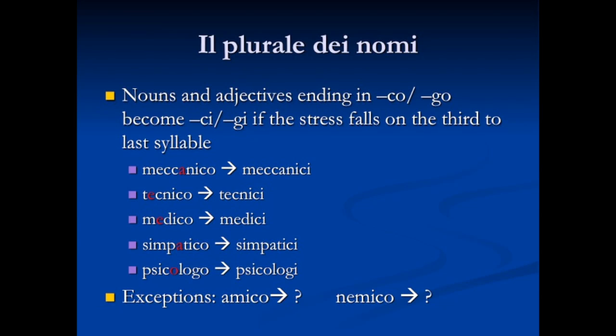All right. Medico, medici. Okay. The stress is not on the second to last. It's on the third to last. It's mèdico. So it's mèdici, not medìci. Okay, that would be incorrect pronunciation. Then we have simpatico, simpatici, and psicologo, psicologi. So this can happen with words that end in CO or GO. We do have a couple exceptions. One exception is amico becomes amici, and nemico becomes nemici. Va bene. Amico, nemico. Well, with these ones, the stress is correct, but they're irregular in those masculine plurals. Va bene, andiamo avanti, ragazzi.